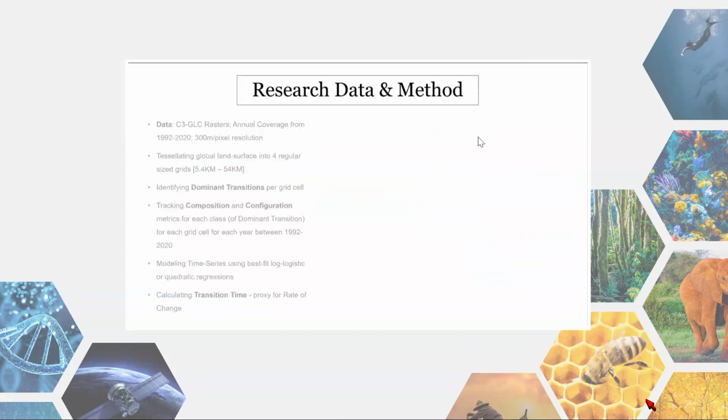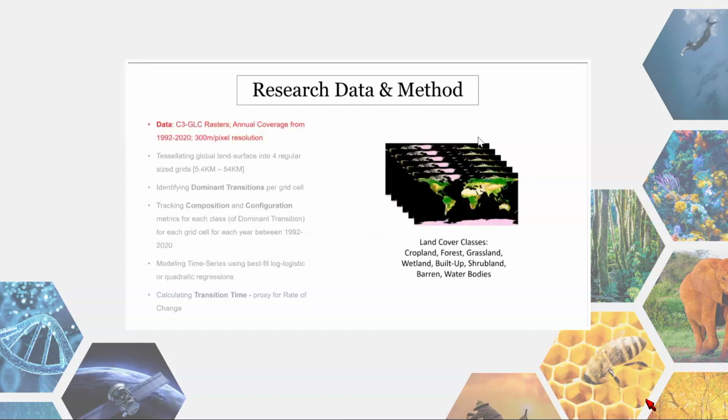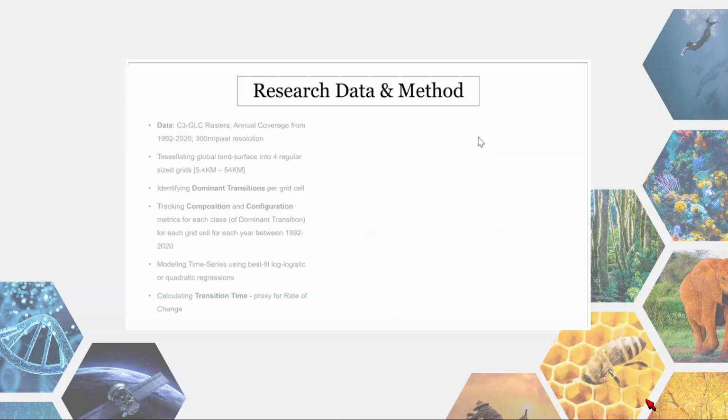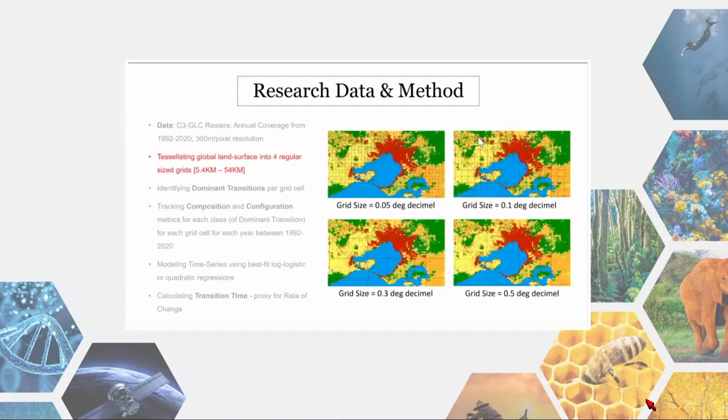Now I want to briefly walk you through the data set that I have used and the method that I have devised in order to answer this research question. The data set comes from the Copernicus Climate Change Initiative of the European Space Agency. This is a global land cover data set with an annual coverage from 1992 to 2020 at a 300 meter pixel resolution. The method thereafter entails essentially breaking up the global land surface into regular size grids.